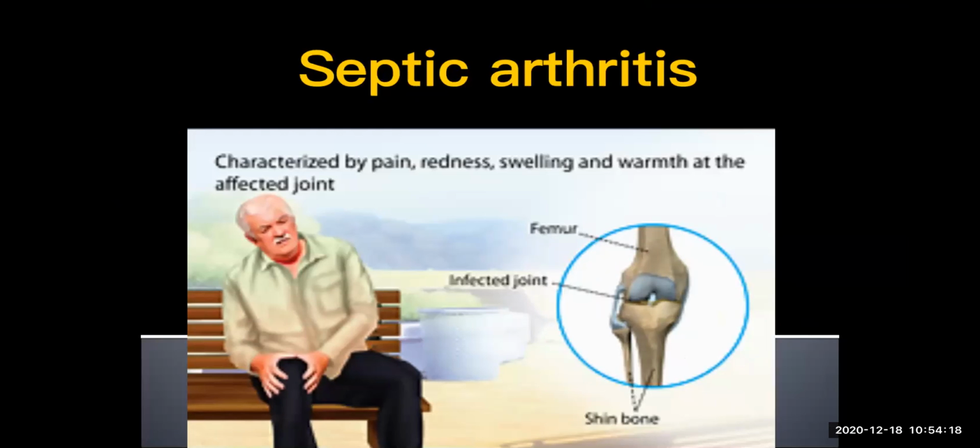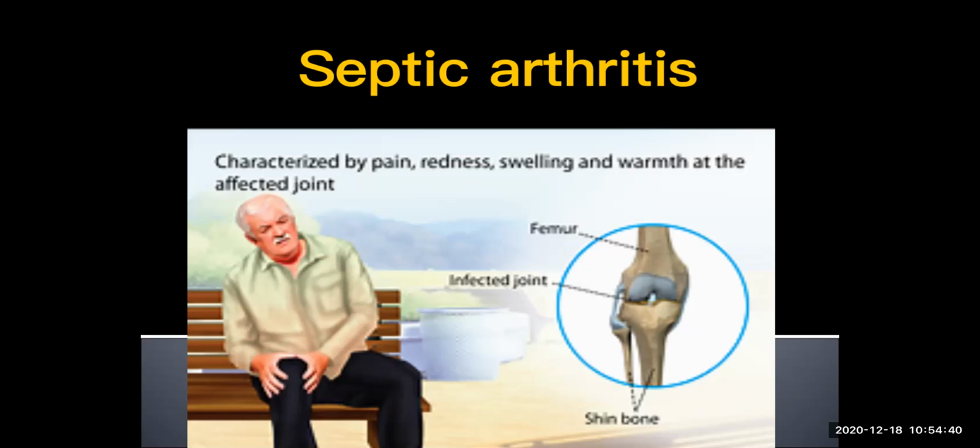Septic arthritis. Okay, septic arthritis. Now, in the beginning, can anybody tell me what is septic arthritis? Yes, what is this? Pyogenic infection of the joint. Very good. Excellent way of answering. Okay. Pyogenic infection of the joint.